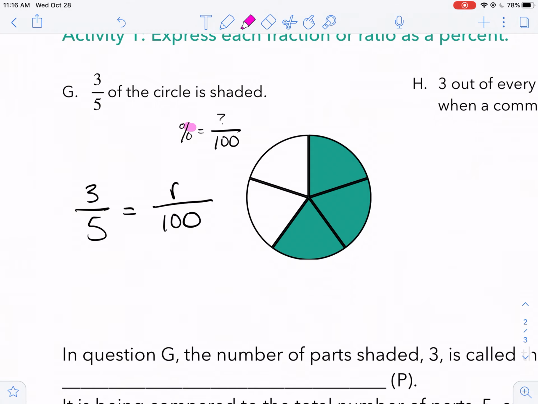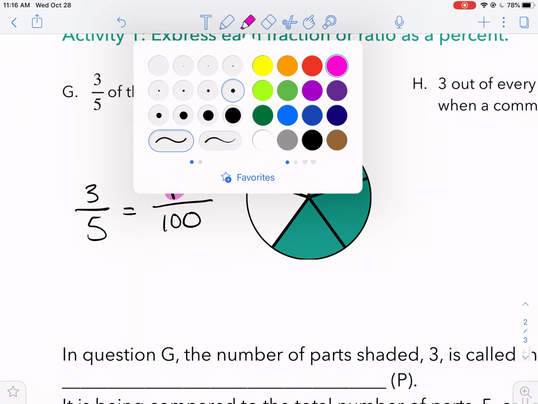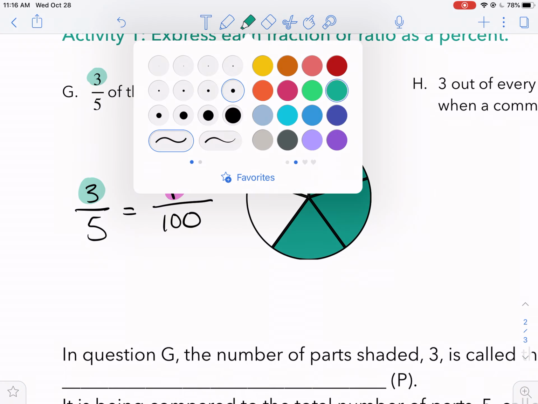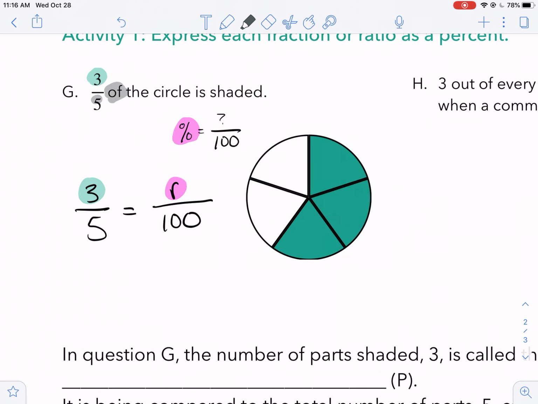So whatever our percent is, we don't know what it is, but we're solving for it. And we know that 3/5 of the circle is shaded. That's 3 of 5, so that's overall of 5, equals percent over 100. There you go.